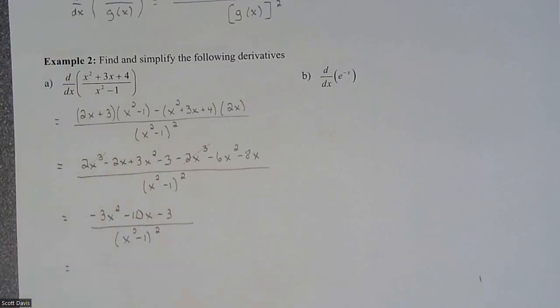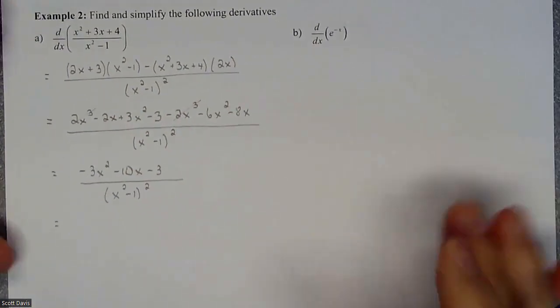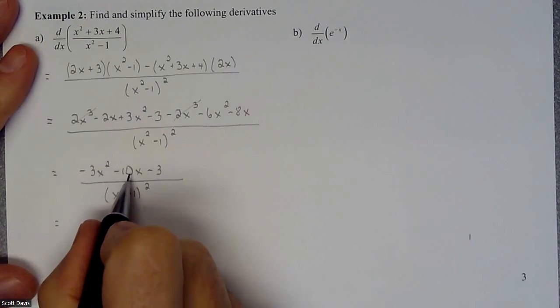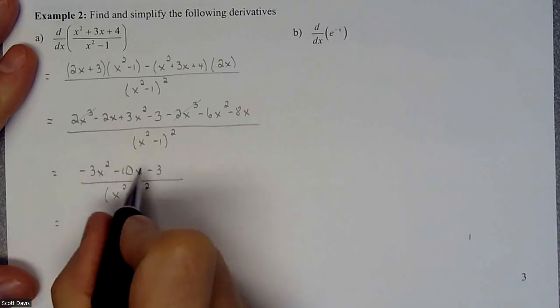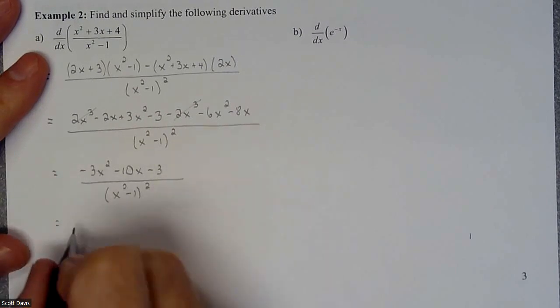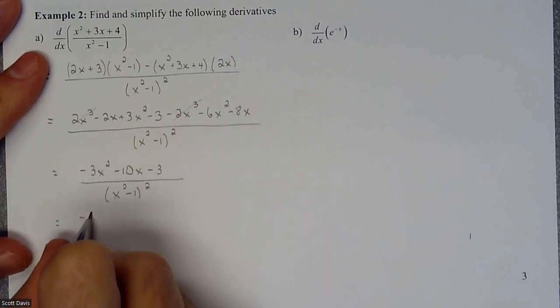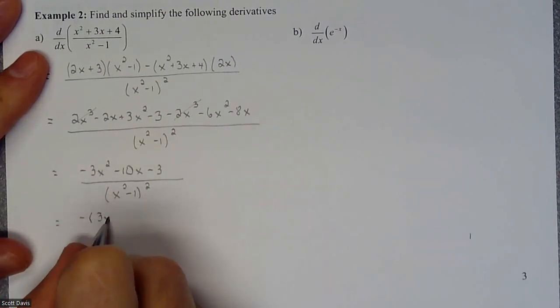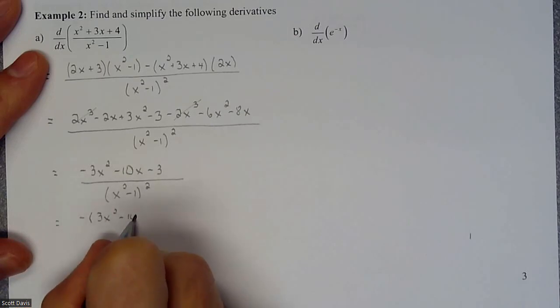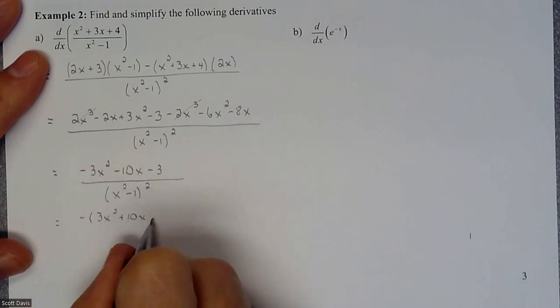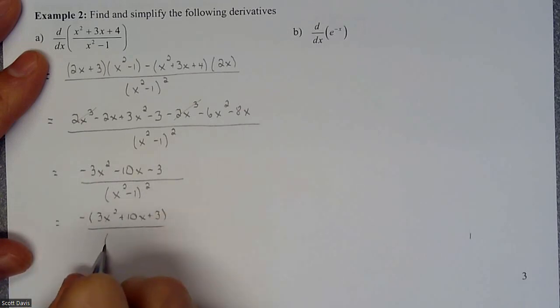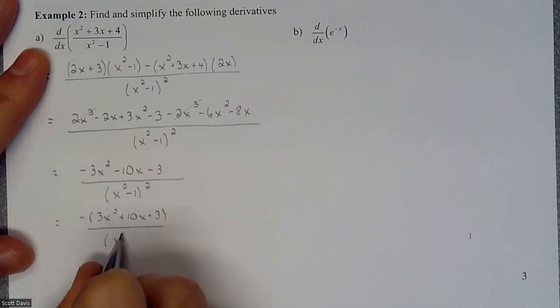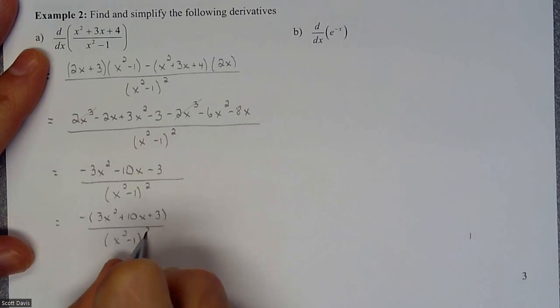All right, so let's see what we can do. This thing is potentially factorable. The first thing I do want to do on this is let's take the negative out of it. So it'll be a negative 3x squared plus 10x plus 3 over our x squared minus 1 squared.